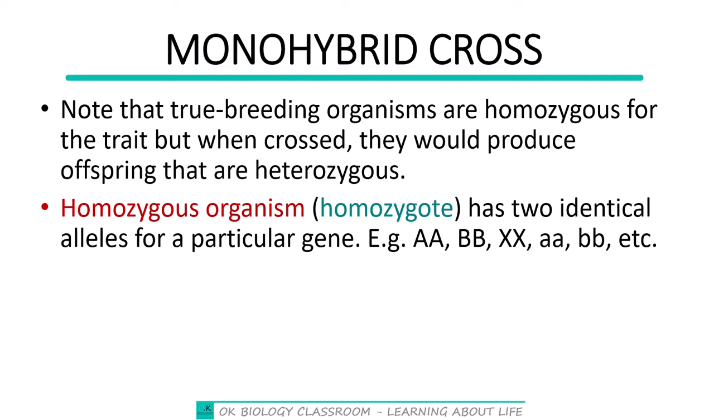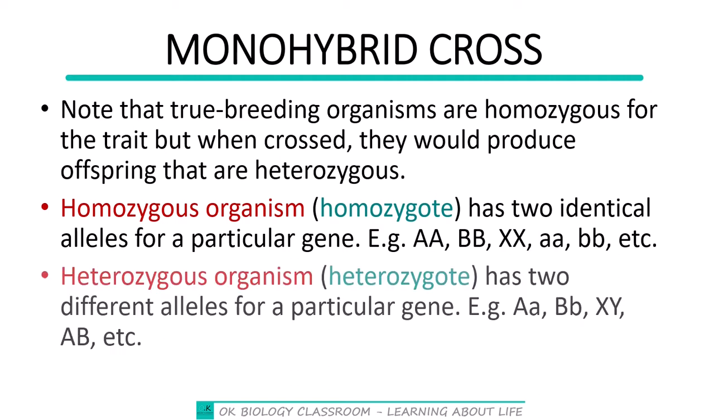And so it makes that organism homozygous. But heterozygous, on the other hand, would mean that the organism has different alleles for a particular gene we are considering. So, for example, if the genotype is capital A, small a, capital B, small b, capital X, capital Y, capital A, capital B, etc. These are all examples of heterozygous organisms, meaning that the alleles are not the same for the genotype.